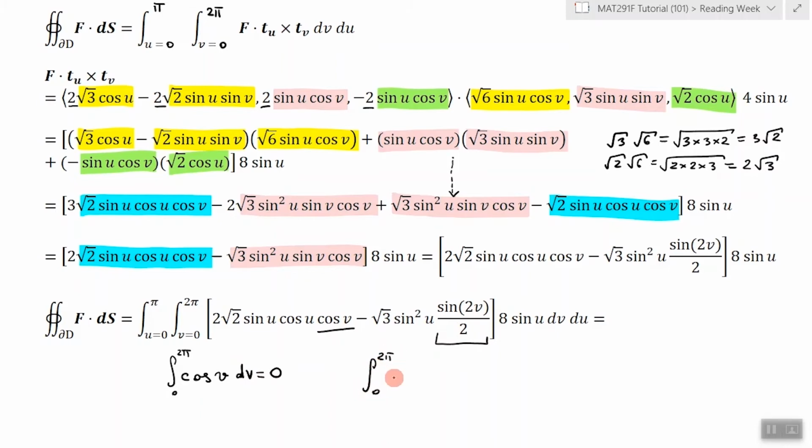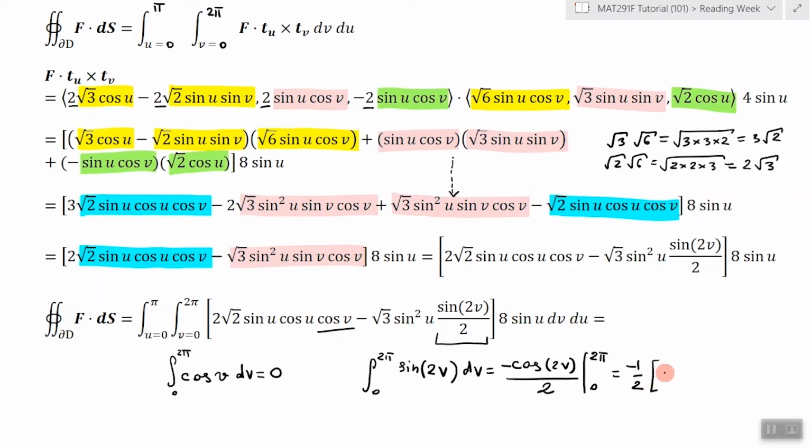The integral from 0 to 2 pi of sine of 2v equals cosine 2v with a negative, divided by 2, right? Because 2 will come out and cosine will become negative sine, killing this negative, evaluated from 0 to 2 pi. So this is 1 over 2 with a negative.